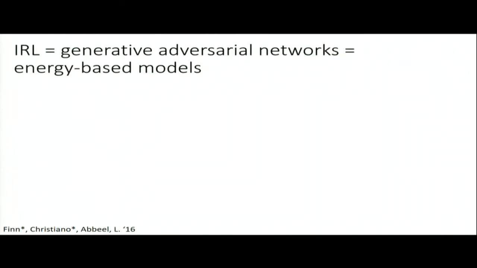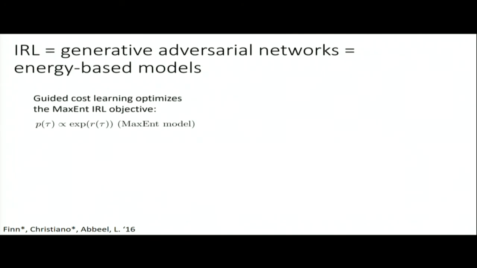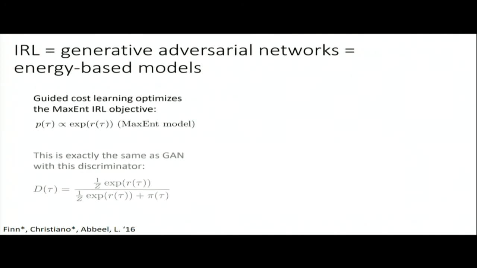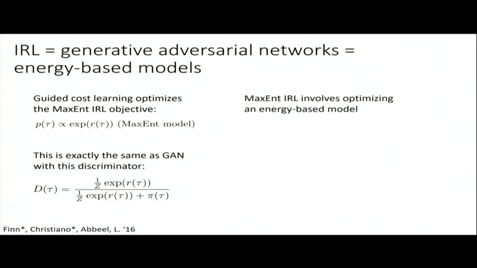Now, one interesting connection that follows from all this work is that inverse reinforcement learning, we saw, is equivalent to generative adversarial networks. Inverse reinforcement learning is also equivalent to an energy-based model, and we saw this last week when we talked about energy-based reinforcement learning. So the Maxent model is a special case of something called an energy-based model, where the reward is the energy, and what that means is that GANs, of course, also optimize energy-based models, of which inverse reinforcement learning is a special case.